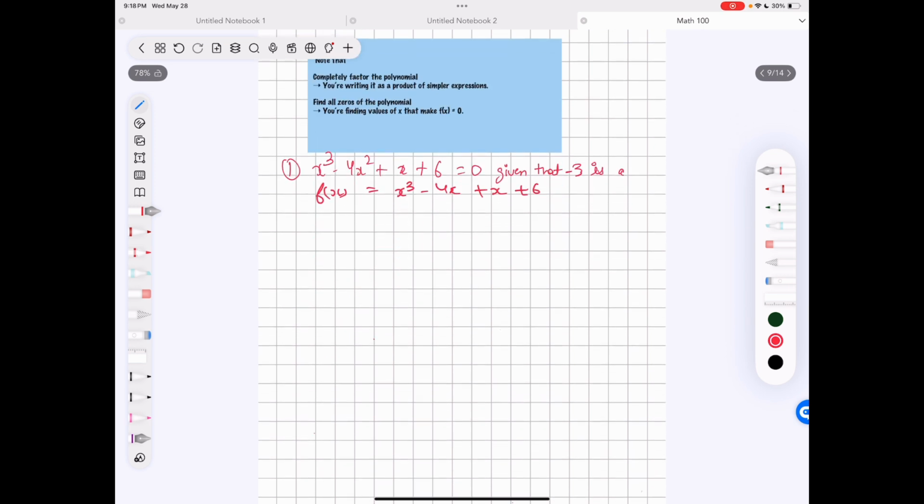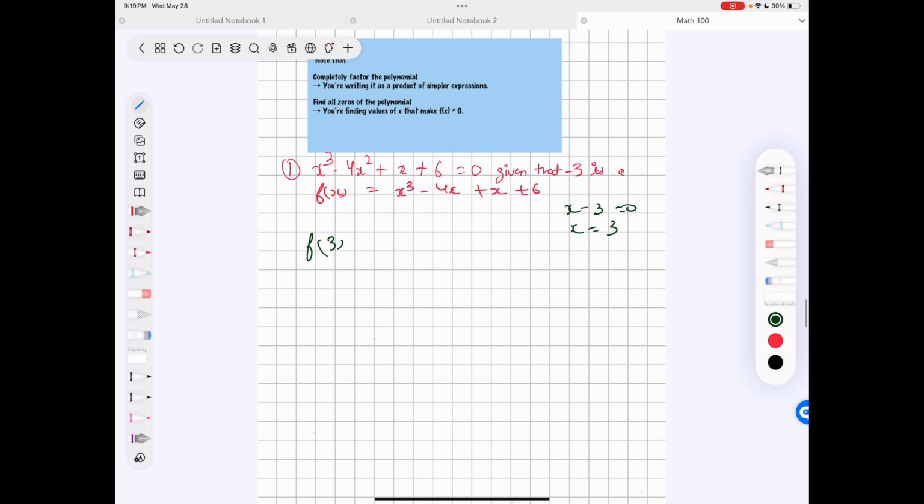We have a problem which gives us the equation, and it's given that x minus 3 is a factor of f of x. So we're going to set x minus 3 equal to 0, which would give us x equal to 3. So we can take this 3 and put it in as the value of x. So it's going to be f of 3.